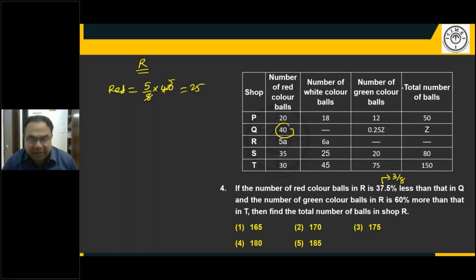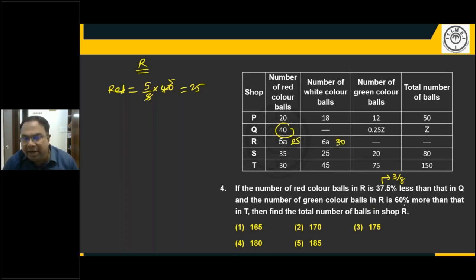Sorry, ma. Okay, so let's discuss. Red color balls is 3 by 8 less, which means it should be 5 by 8 of red color balls in Q. So 25 are red color balls in R. 5 8s are 25, so A is 5. So this will be 30.